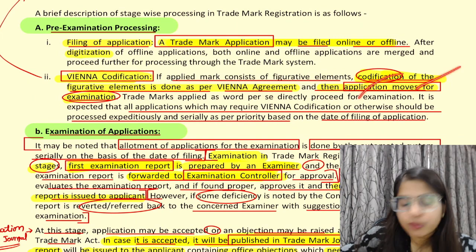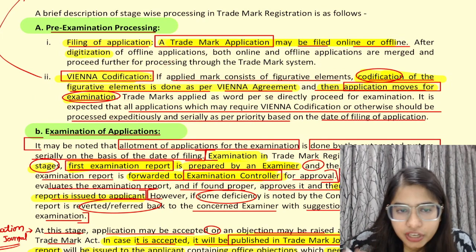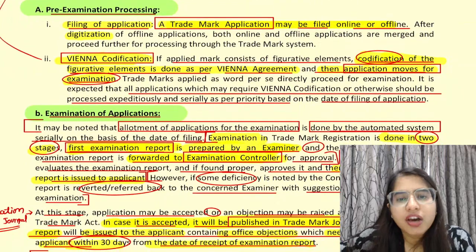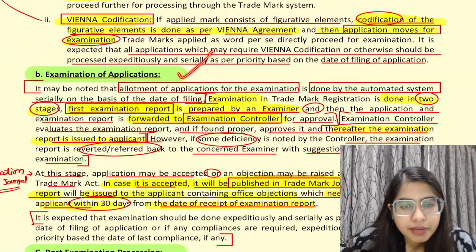And then the application moves for examination. So after Vienna codification is done, we then submit it for the examination. After that, examination is done at two levels.